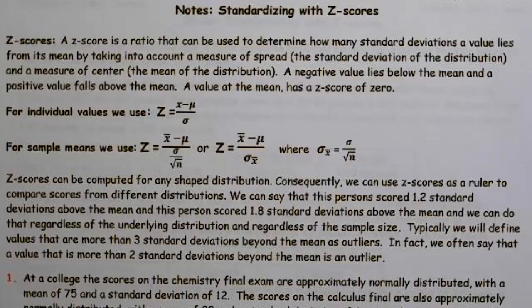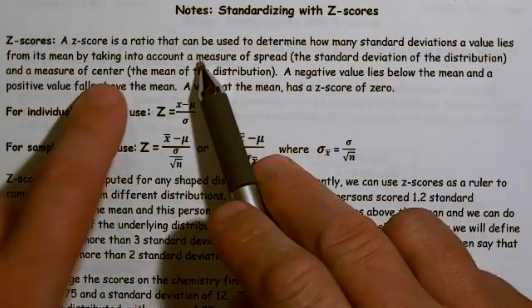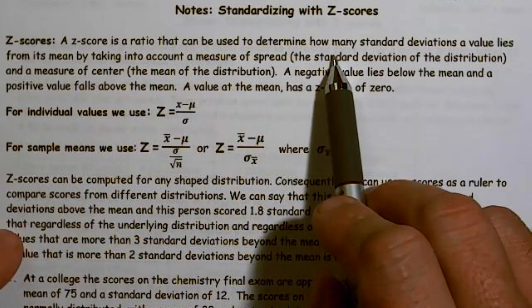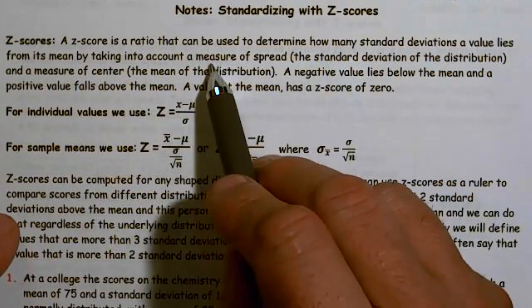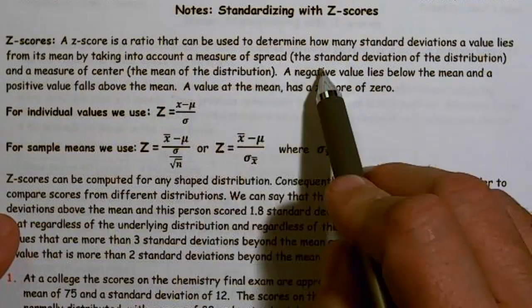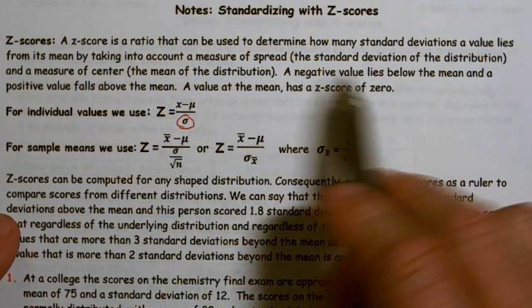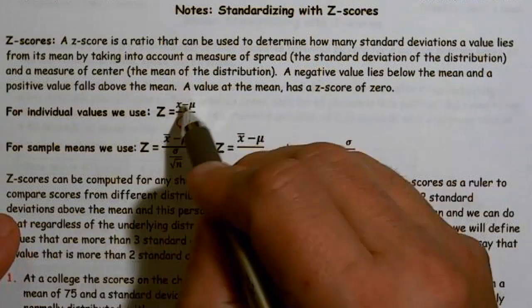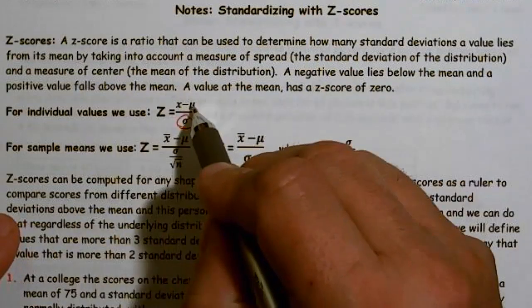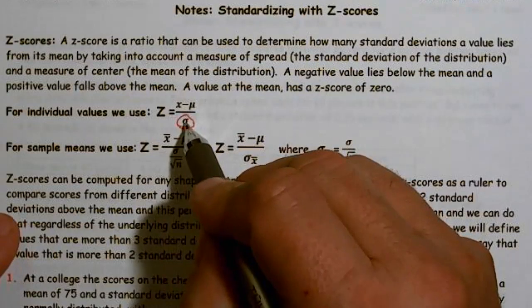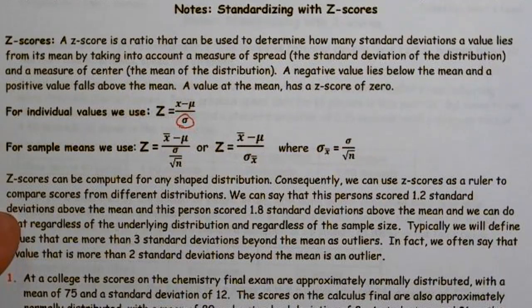Okay, so this video is going to be an introduction to z-scores. A z-score is a ratio that can be used to determine how many standard deviations a value lies from its mean by taking into account a measure of spread, which in this case is a standard deviation, shown right here. And it also takes the mean. So the individual value minus the mean divided by the standard deviation. And z just tells you how many standard deviations it is away from the mean.